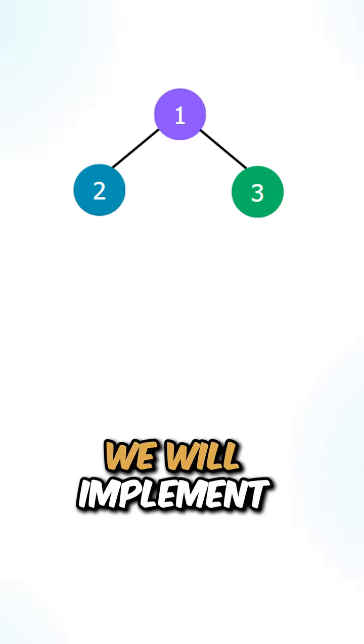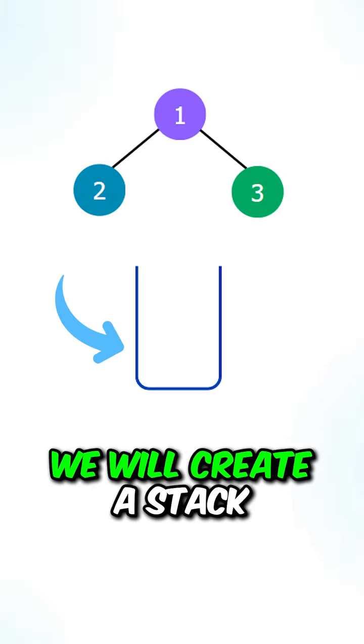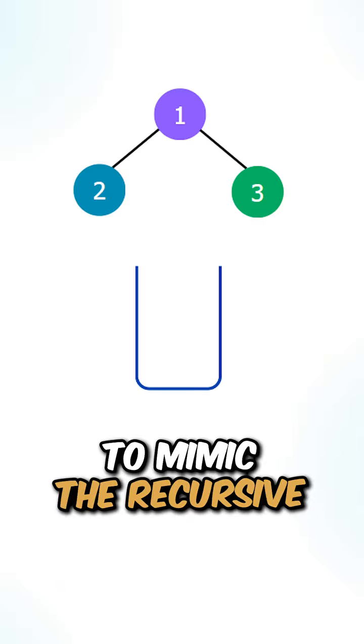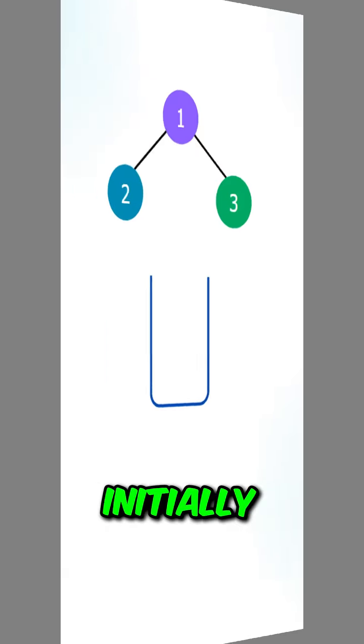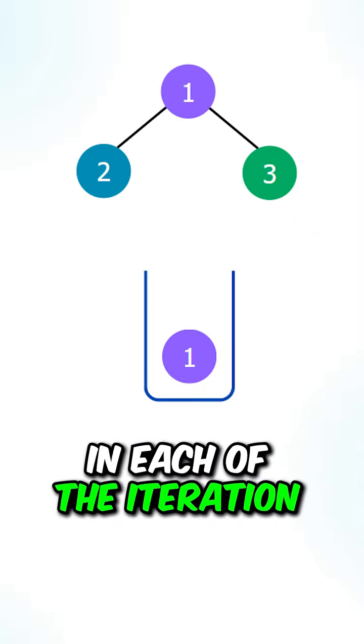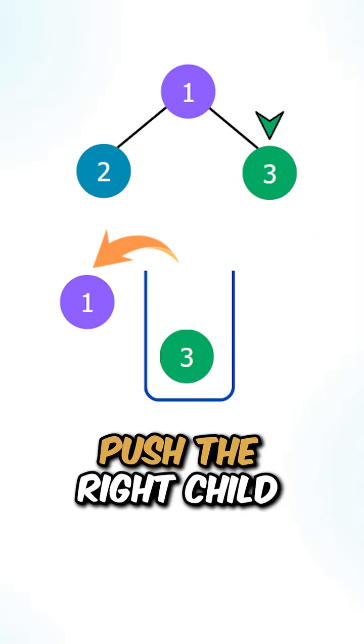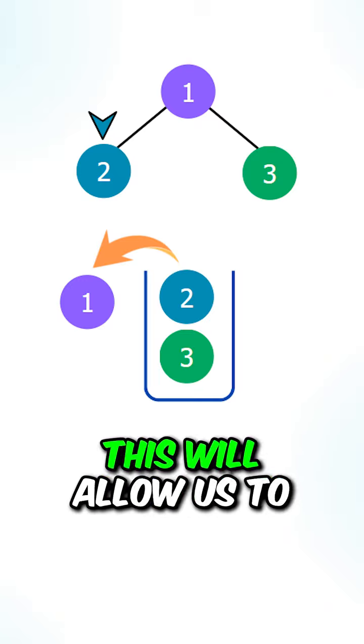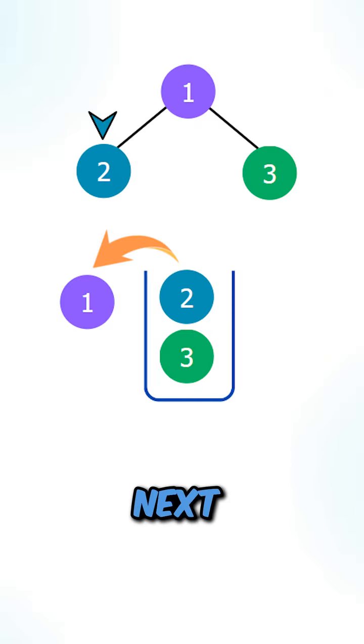In this solution, we will implement the iterative approach. We will create a stack to mimic the recursive call stack memory. Initially, we push the root node into the stack. In each iteration, we will pop a node from the stack and then push the right child and then the left child. This will allow us to process the left child next.